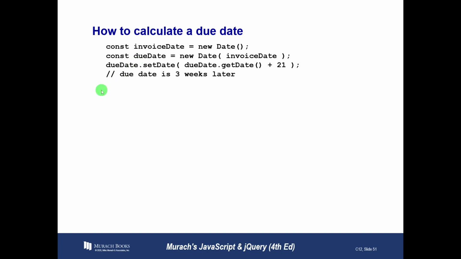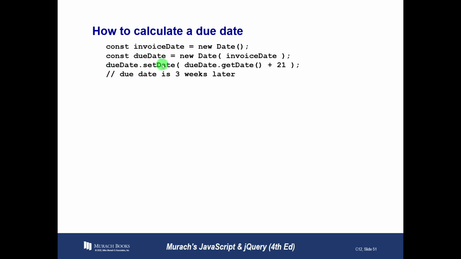How to calculate a due date. We talked earlier about doing an invoice and saying, hey, here's today's date. This is when your invoice is due. Maybe 30 days in advance or 21 days later. So we create a date. And then we create another date based on today's date. So this is today's date, and that's going to be the invoice date. And we're going to take the invoice date and create this one called due date.